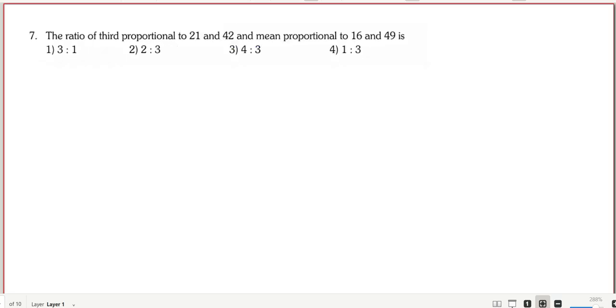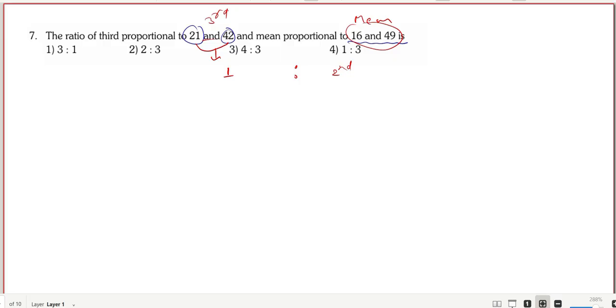The ratio of the third proportional to 21 and 42, and the mean proportional to 16 and 49. Okay, what do we have to find out? We should find out a ratio between the third proportional of these two numbers and the mean proportional of these two numbers. That means if you find the third proportional of 21 and 42, you will get one number, and if you find the mean proportional of 16 and 49, you will get another number. Then we should find the ratio between these two numbers. Okay, do you all understand?